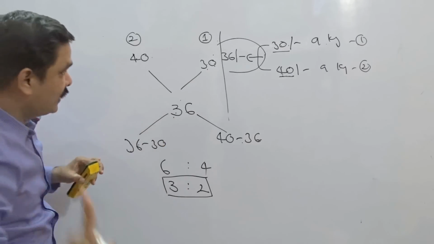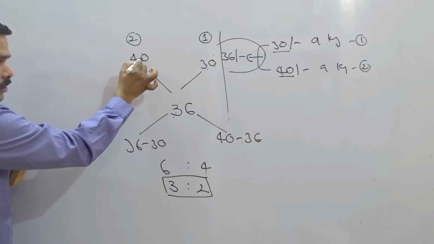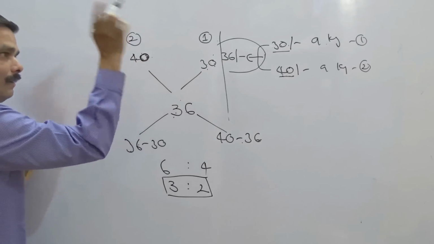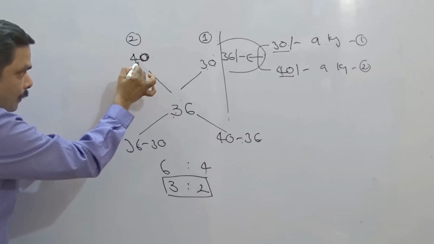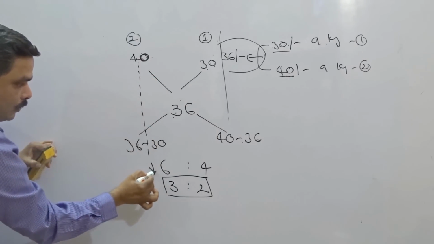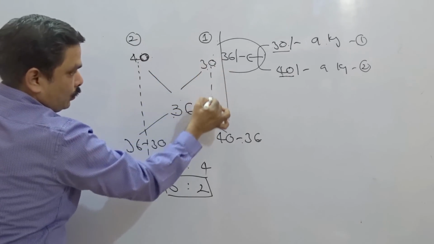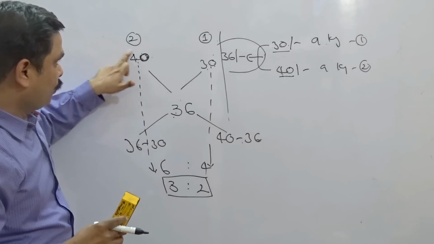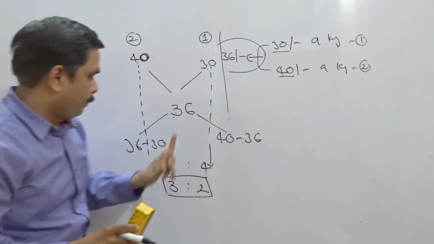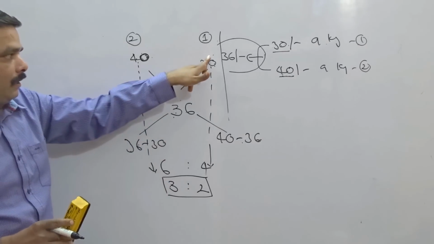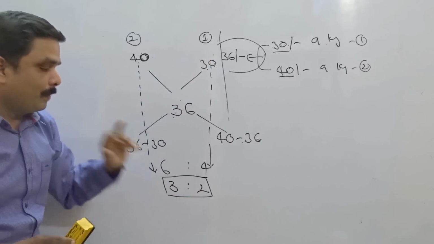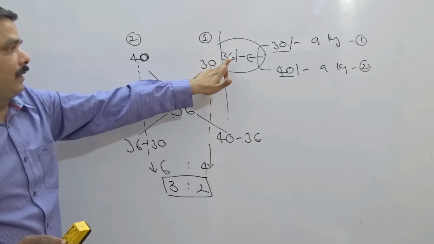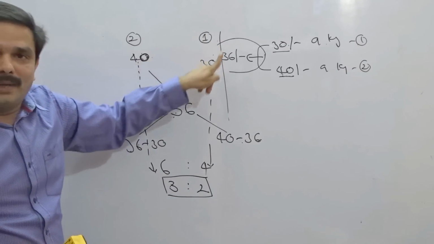3:2 means, always remember this, this value refers to the worth. The 40 rupees a kg type of rice should be taken. This refers to this one and it should refer to this one. Very simply I can say this: the 40 rupees per kg variety should be taken in 3 parts and the 30 rupees per kg variety should be taken in 2 parts so that the mixture will be worth 36. Hope you got the idea.